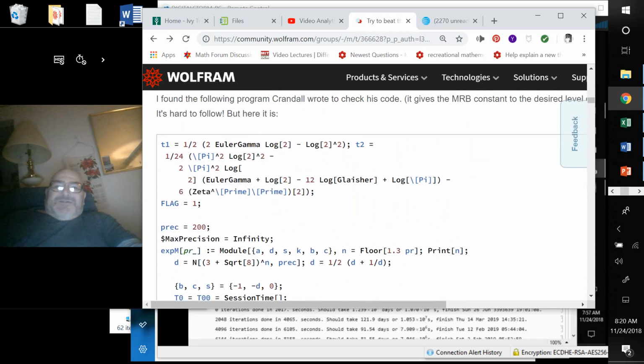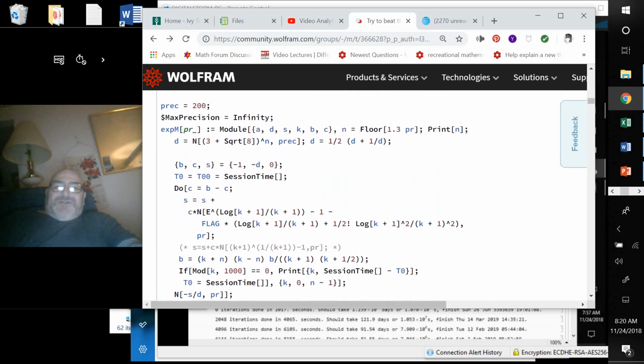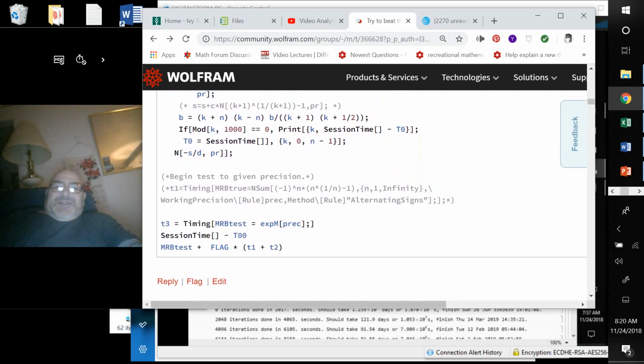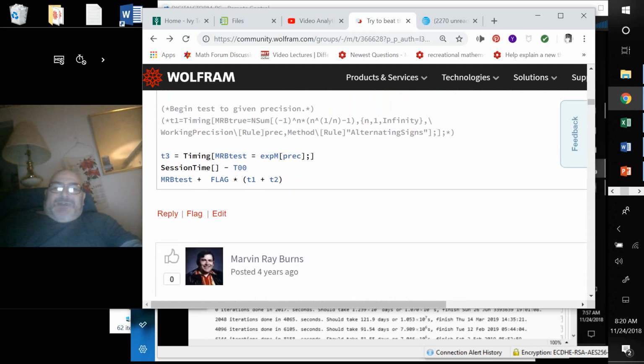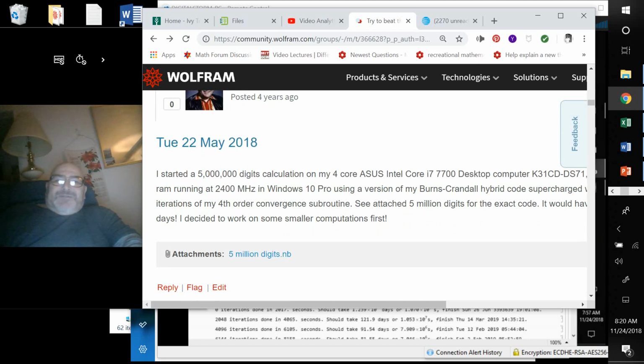Here's where I didn't understand one of Crandall's codes he used for checking his computations. Later on, I understood it, and there's a message about it that refers back to it. One of my early attempts was on Tuesday, May the 22nd, 2018, when I started a 5 million digit computation. That didn't last long. I gave up on it.